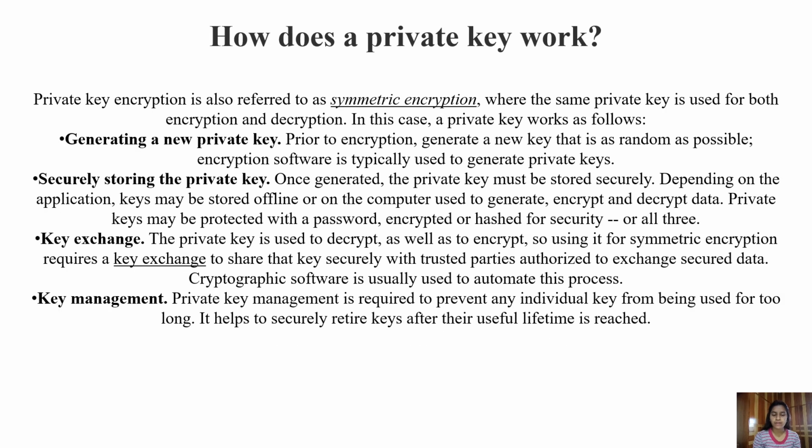How does a private key work? Private key encryption is also referred to as symmetric encryption, where the same private key is used for both encryption and decryption. In this case, a private key works as follows. Generating a new private key: prior to the encryption, generate a new key that is as random as possible. Securely storing the private key: once generated, the private key must be stored securely. Depending on the application, keys may be stored offline or on the computer used to generate, encrypt, and decrypt data. Key exchange: the private key is used to decrypt as well as to encrypt.